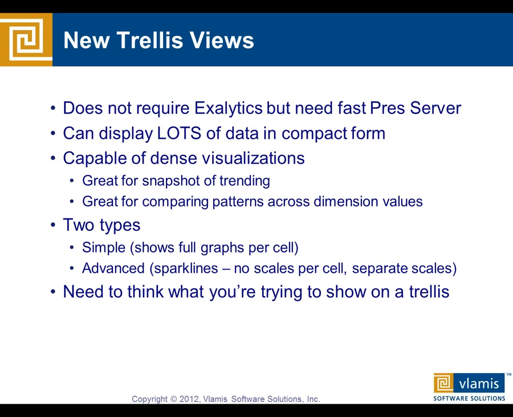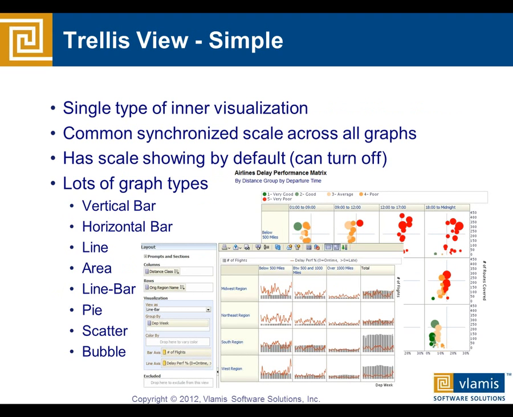The thing to bear in mind is you need to think a little bit about what you're trying to show on a Trellis chart, because there's a lot there. If you take, for instance, the simple ones, that's a single type of inner visualization. I've got two screenshots to show you what those look like. Just be aware that inside each cell, everything has to be the same. So the one in back is showing a bubble chart. The one in front is showing a combination of a line and a bar chart.